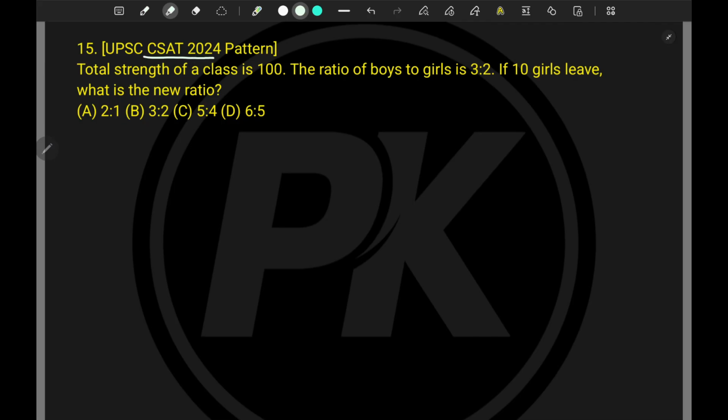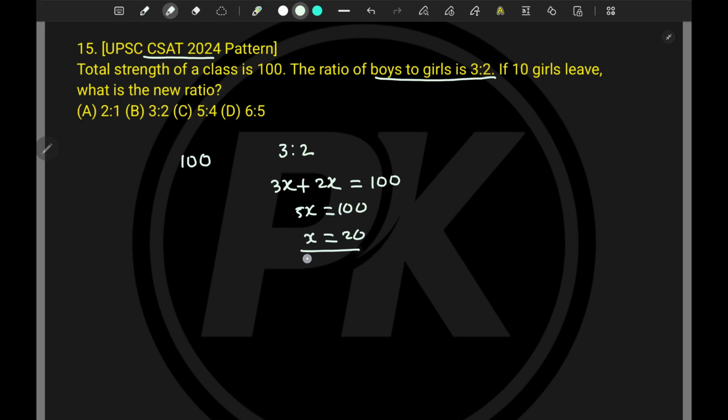The total strength of the class is given, which is 100. The ratio of boys to girls is 3 as to 2, right? Let's say there are 3x boys and 2x girls. Total is 5x, strength is 100, and hence 5x equals 100. X value is equal to 20, and hence there are 3x number of boys, that means 60 boys and 40 girls, right?